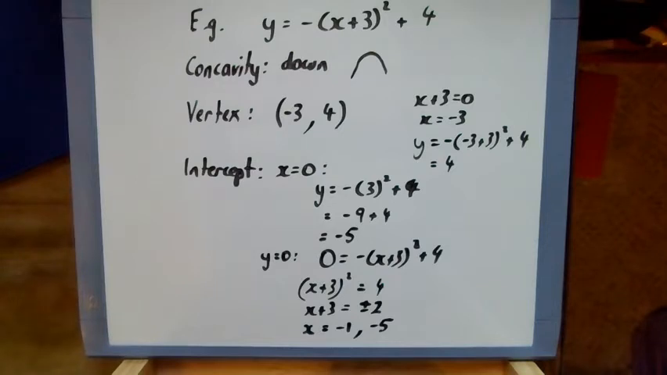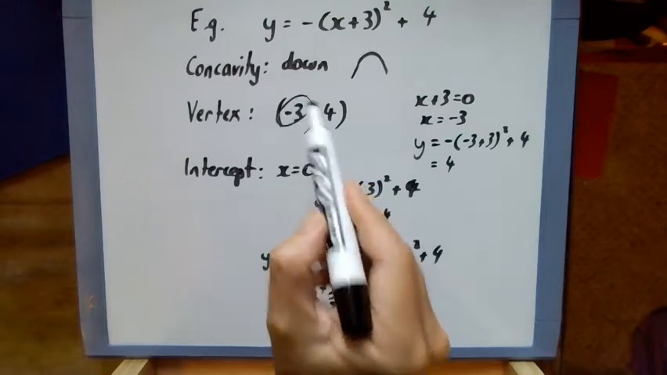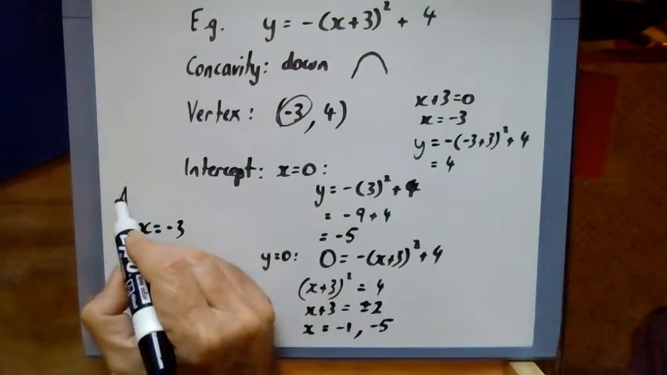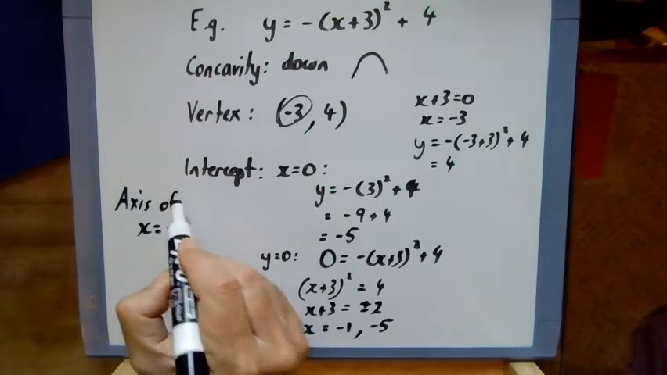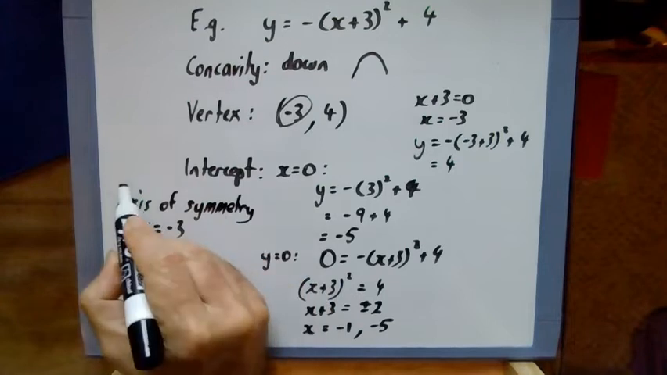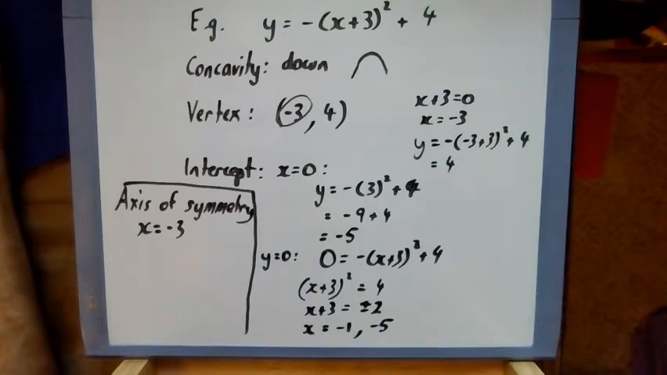The axis of symmetry, if I need to find that, well, that just comes straight from the vertex. x equals negative 3 is the axis of symmetry. And now we can sketch the parabola using that information.